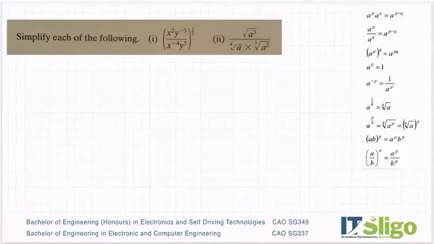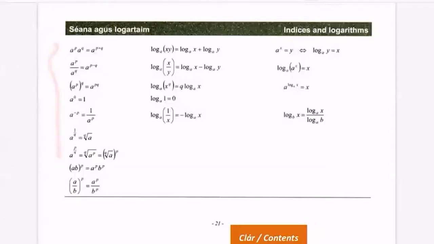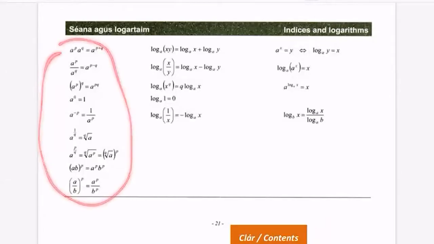Right, let's have a look at that first one. So we have: simplify the following, x squared y to the minus 3 over x to the minus 4 y to the 5, all to the power of a half. Okay, so this is continuing on from the stuff we were doing in the last class, where we are using the rules of indices, and I've just copied them over from page 21. So it's that column there.